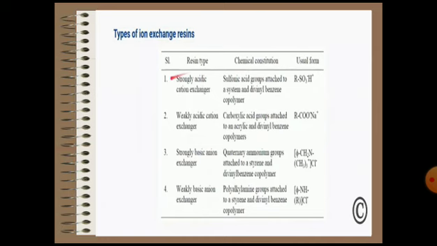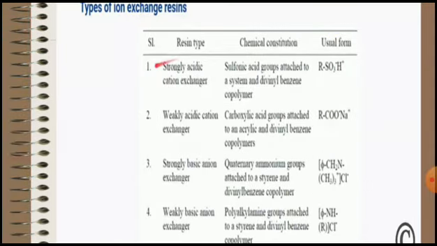Correct? In strongly acidic, the sulfonic acid group will be there. In weakly acidic, the carboxylic acid group will be there. In this image, sulfonic acid groups are attached to a styrene and divinyl benzene copolymer. So that is called a strongly acidic cationic exchanger. Weakly acidic cationic exchanger means carboxylic acid groups attached to an acrylic and divinyl benzene copolymer.